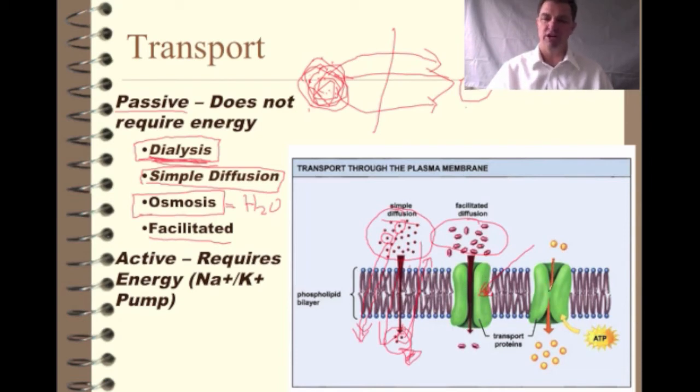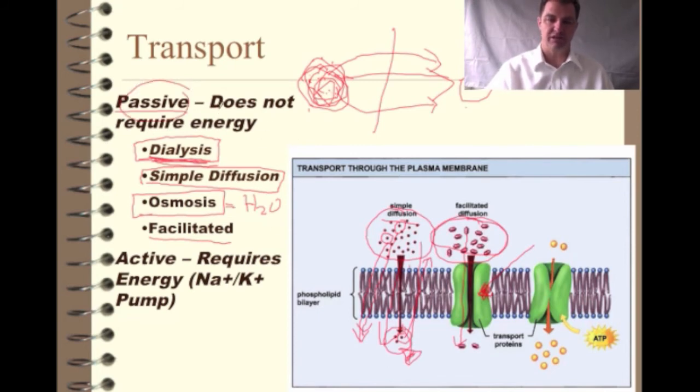So there are these transport proteins that can often be opened and closed, and we'll talk about that when we talk about the nervous system. But in this case, this is facilitated diffusion because the molecules have to travel through the protein. They can't go right through the membrane. They have to go through the center of this protein. And those are transport proteins. Okay, so those are all passive transport.